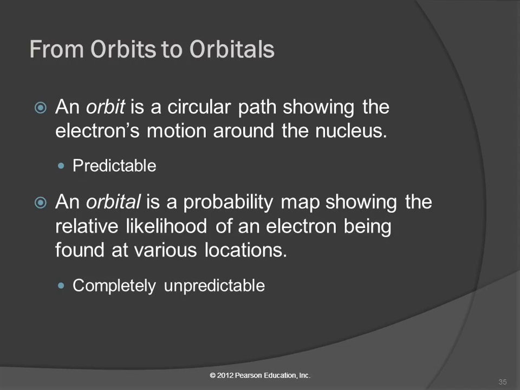which one was it? I read you those quotes at the beginning of the chapter. The one guy, can't remember his name now, he said, "I don't like it, I wish I'd never had anything to do with it," the quantum mechanical model. An orbital is just a probability map. It's completely unpredictable. We cannot predict where an electron is.